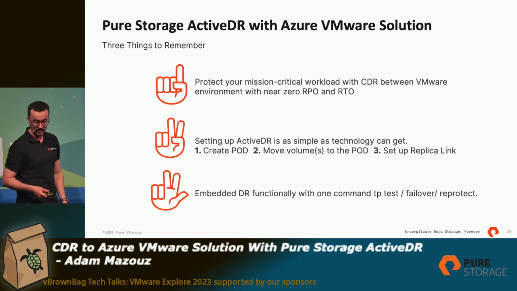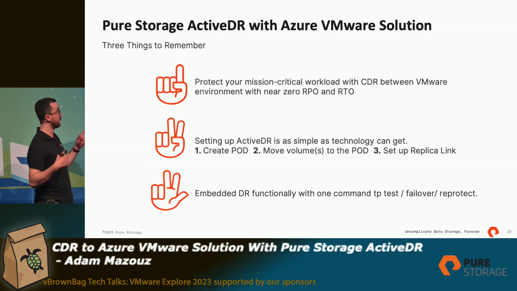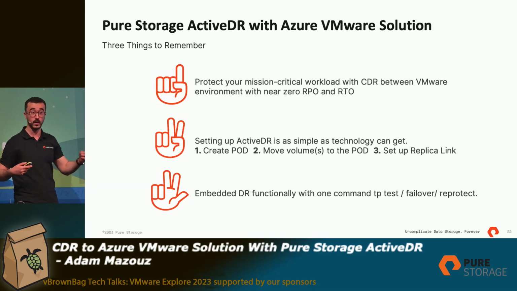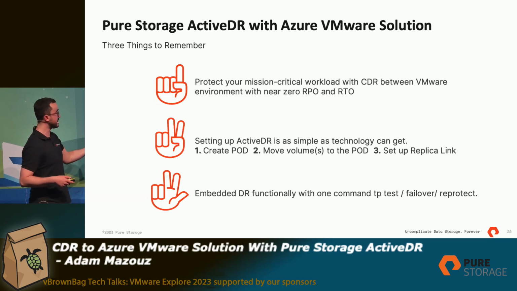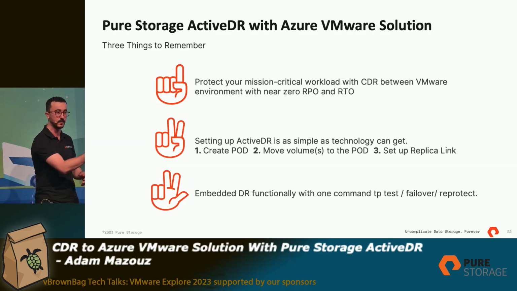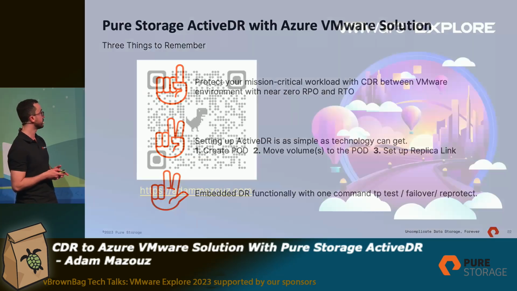All right, I'm almost on time, but just to give you 3 things to remember out of this session. The first thing is that with Azure VMware Solution with ActiveDR, now you can protect your mission-critical workloads with near zero RPO. As you saw, the lag between both was just 1 second. Second, setting up ActiveDR, the continuous data replication engine we have with Pure Storage, is as simple as creating the pod in the source, moving the volumes to the pod, and then setting up the replication link. Last thing is that ActiveDR has everything in one command, so you can test, fail over, reprotect, everything all together.